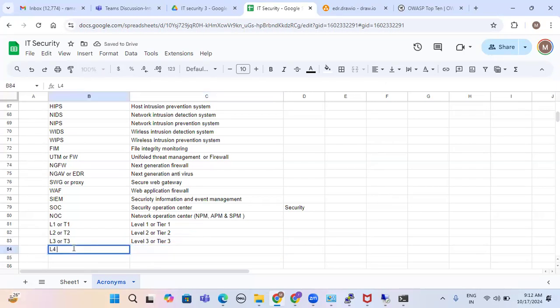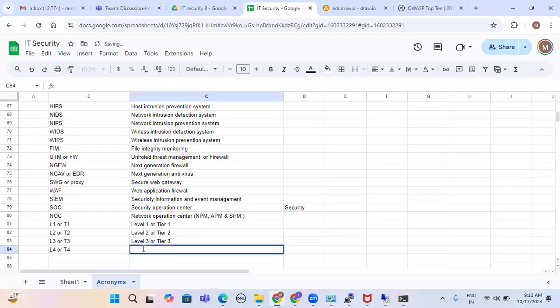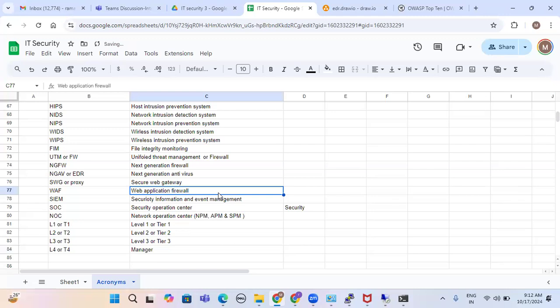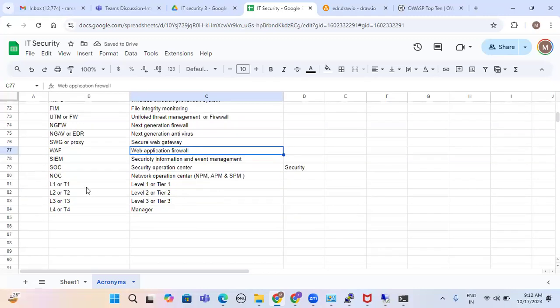Finally, L4 or tier 4 is like a manager. If it is the endpoint side, endpoint security manager. If it is the network side, network security manager. If it is cyber security, SOC manager. That is how the terminology varies. Approximate experience is 8 plus or 9 plus. You will take care of people management, technical escalations, and technical management as well.